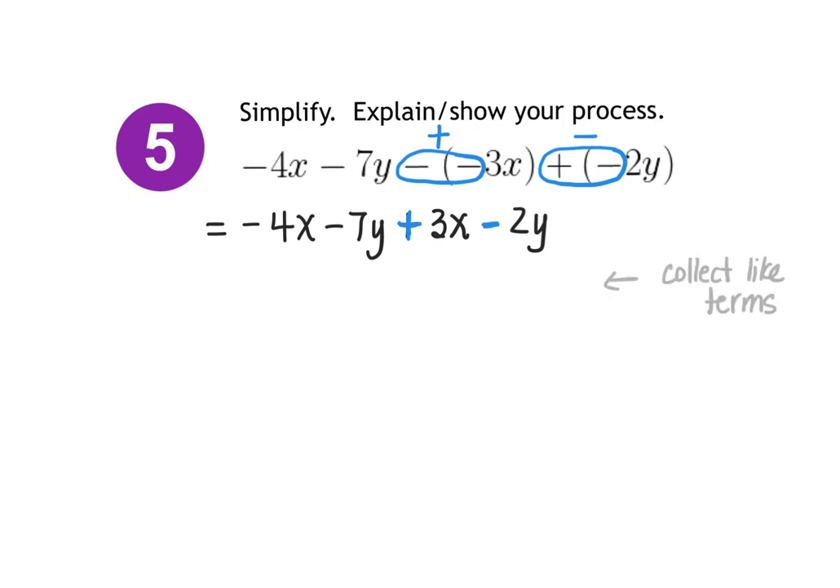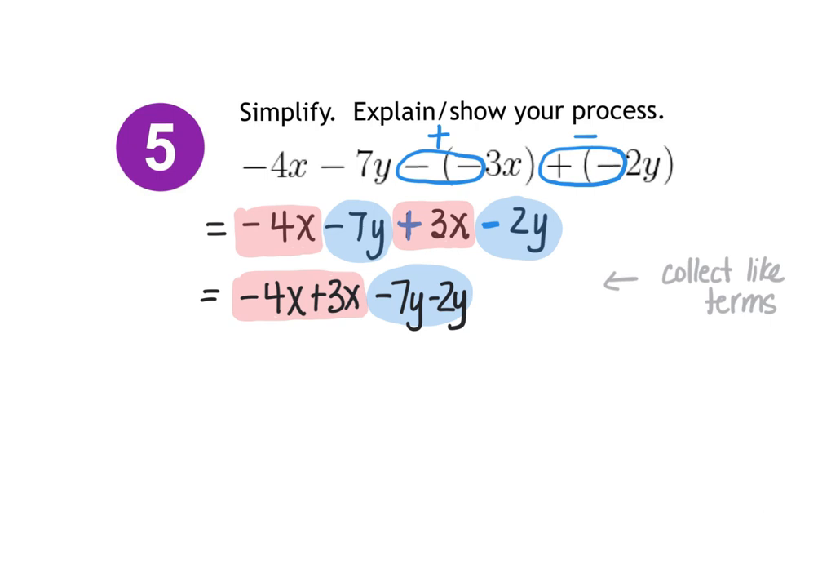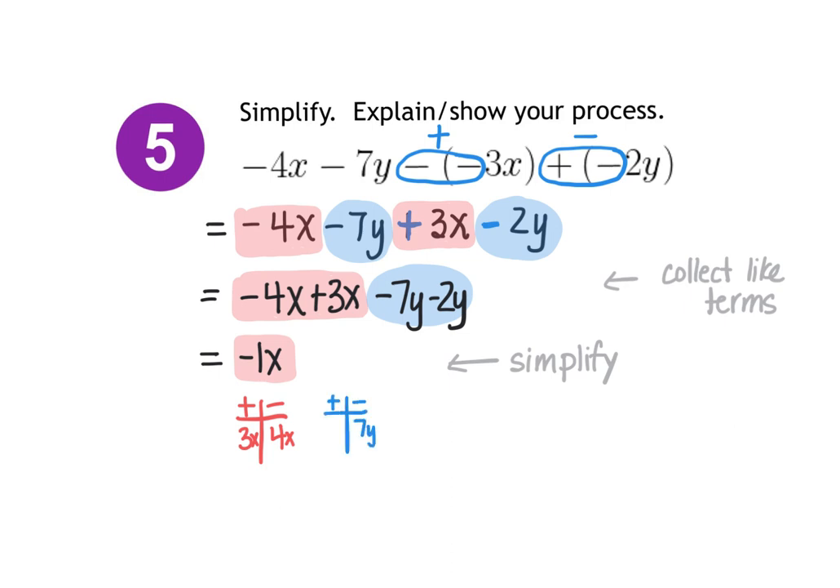We'll put the negative 4x next to the positive 3x and the negative 7y next to the negative 2y. Now we can simplify. With the x terms, we have negative 4x plus 3x, which will be negative 1x, or just negative x. And with the y terms, we have negative 7y, negative 2y, which will be negative 9y.